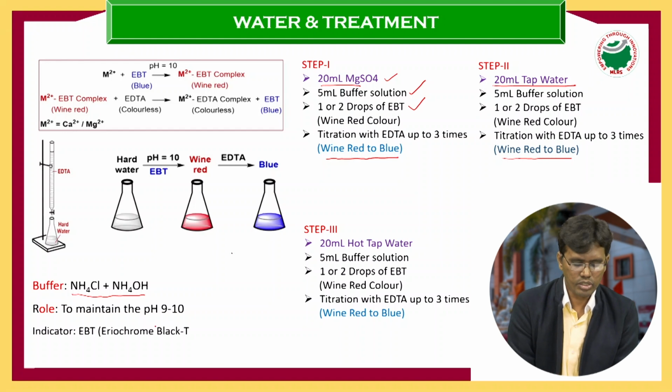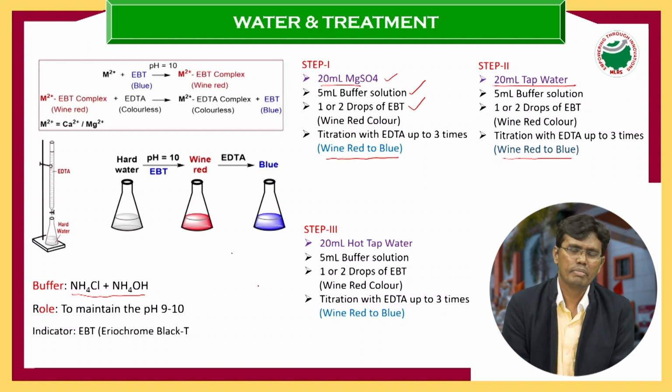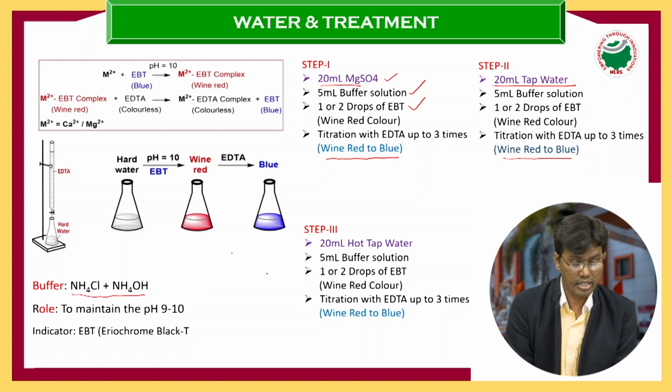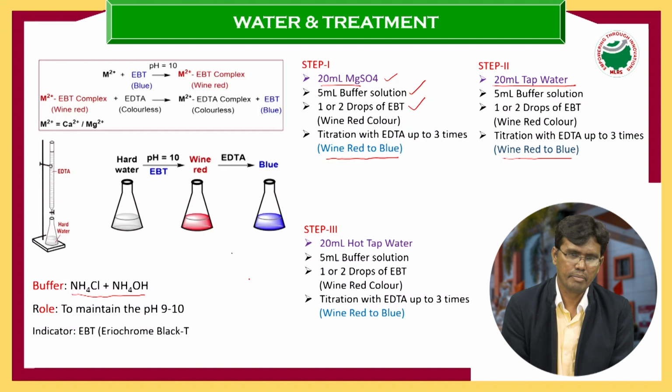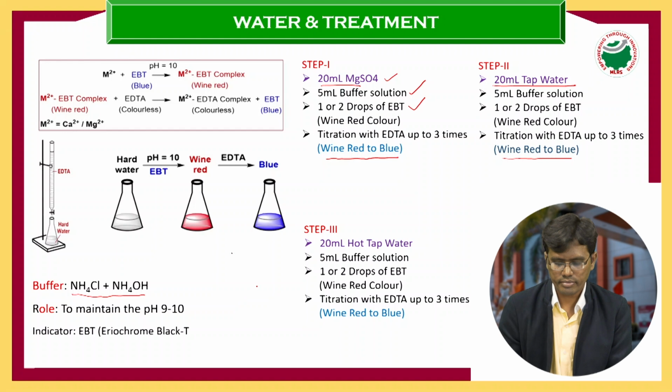Next, what is the role of buffer? We have to maintain a constant pH. That's why we are using a buffer solution. If we didn't use buffer solution, the room temperature or other foreign ions may contaminate the reaction mechanism. That's why buffer plays a significant role. For the indicator EBT, the color appearance is more important. Here EBT is Eriochrome Black T.